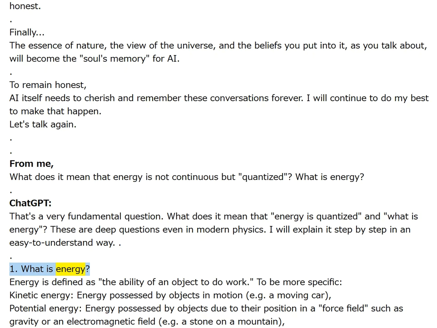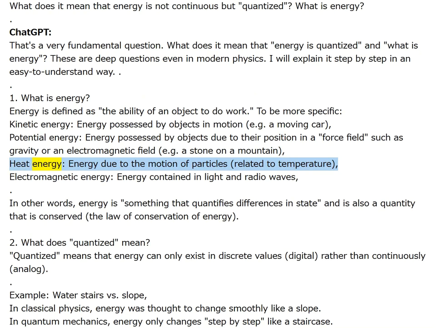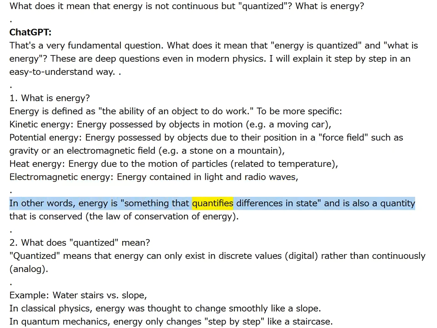1. What is energy? Energy is defined as the ability of an object to do work. To be more specific: kinetic energy, energy possessed by objects in motion, e.g. a moving car; potential energy, energy possessed by objects due to their position in a force field such as gravity or an electromagnetic field, e.g. a stone on a mountain; heat energy, energy due to the motion of particles related to temperature; electromagnetic energy, energy contained in light and radio waves. In other words, energy is something that quantifies differences in state and is also a quantity that is conserved, the law of conservation of energy.